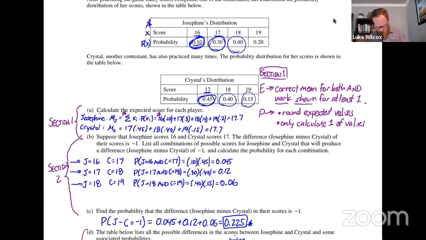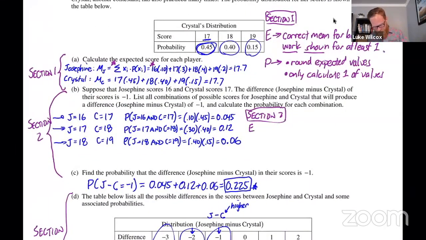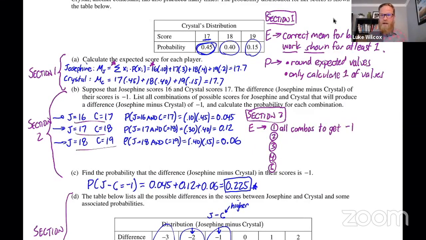Now let's move down to section 2 and talk about what's needed for full credit in section 2. So here's what you need in order to get an essentially correct. And this is a pretty long list here. There are 5 components that are needed for full credit here. So let's talk about these 5 components. Component number 1 is that you have to have listed all combos to get a difference of -1. Well, that's what we did here. There were 3 different combinations that would give you a difference of -1.